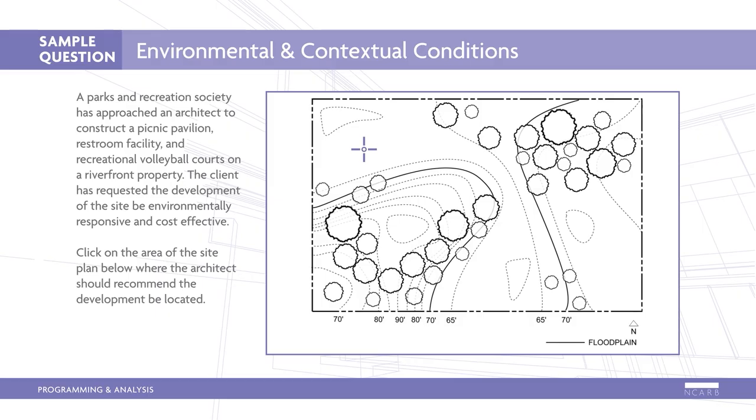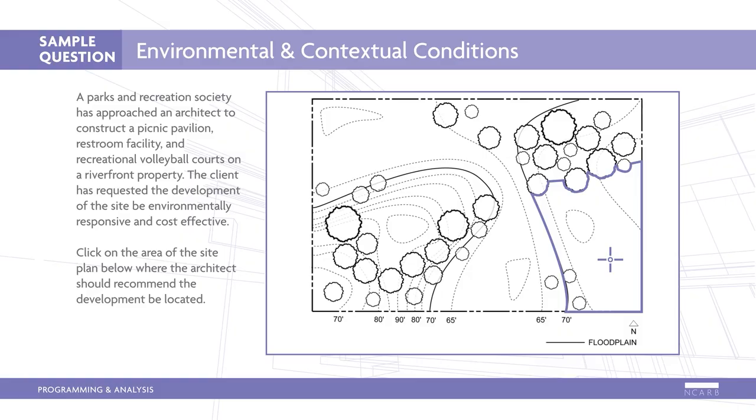A Parks and Recreation Society has approached an architect to construct a picnic pavilion, restroom facility, and recreational volleyball courts on a riverfront property. The client has requested that the development of the site be environmentally responsive and cost-effective. Click on the area of the site plan below where the architect should recommend the development be located. Here's the correct response. The architect should recommend the southeastern region of the site.